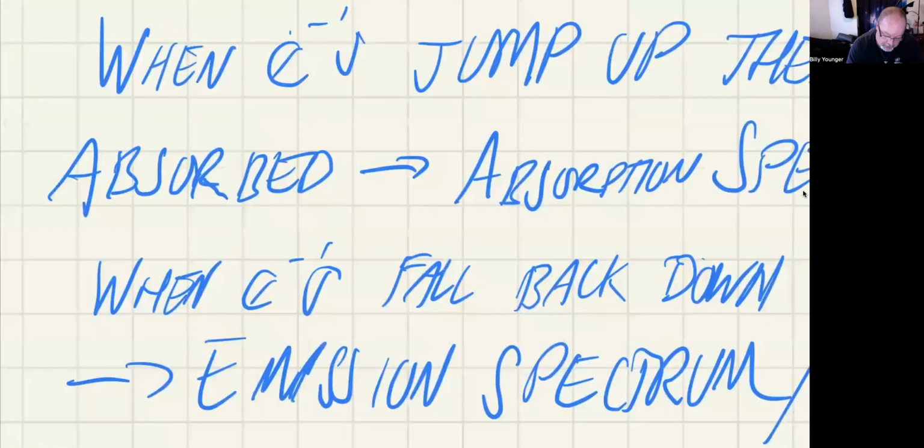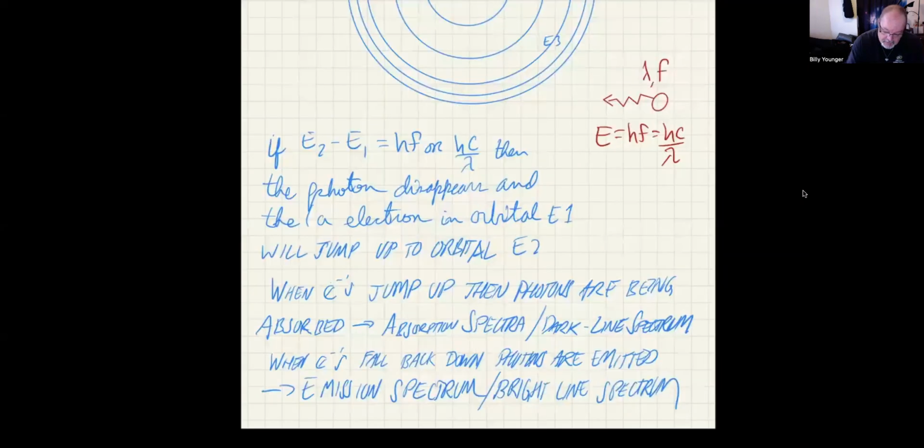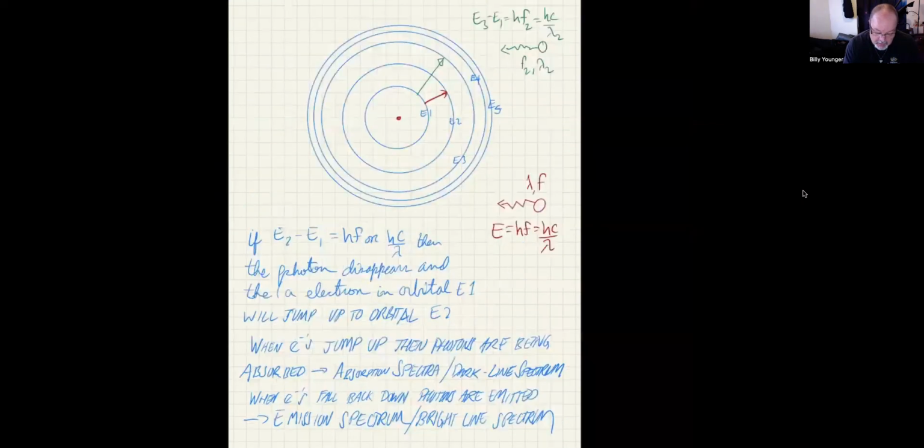Let's clean this up a little bit. Make that S look a little better too. Oh, good Lord. So that's emission spectrum. Okay, and that makes a bright line spectrum.